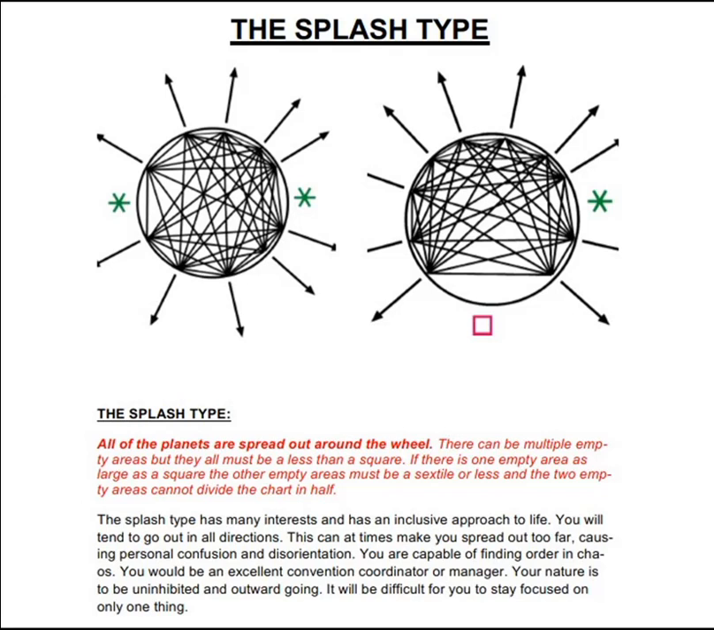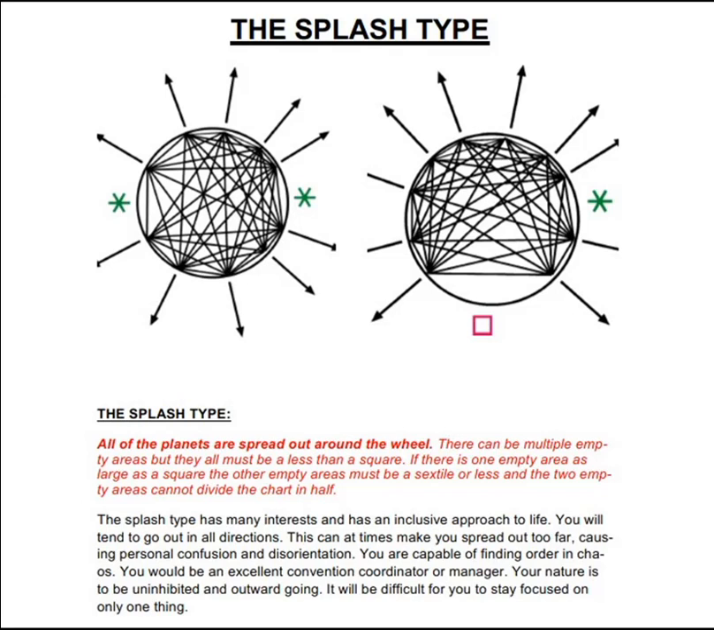All of the planets are spread out around the wheel. There can be multiple empty areas, but they all must be less than a square. If there is one empty area as large as a square, the other empty areas must be a sextile or less, and the two empty areas cannot divide the chart in half.